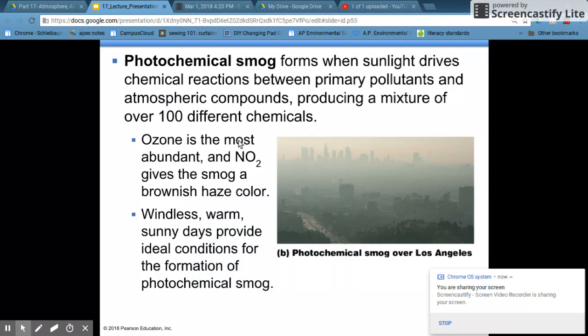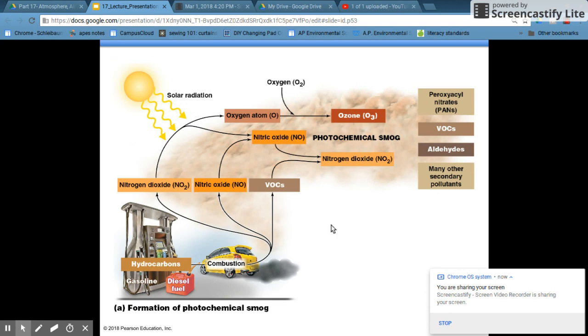Photochemical smog is a more specific kind of smog that requires light, and that's where the photo part of photochemical smog comes from. Ozone is the biggest concern when we're talking photochemical smog, because you need that sunlight in order to form ozone here in the layer of the atmosphere where we're breathing. So just know the basics of this diagram.